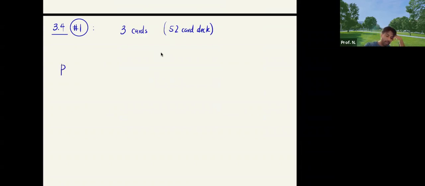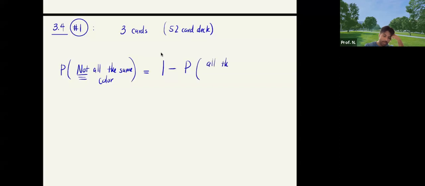So the probability, not all the same color. Ding, ding, ding, complementary, right? If they're not all the same color, what's the complement of not being all the same color? They're all the same. So you have to do 1 minus the probability that they are all the same color. I think that's a little easier to deal with than having different colors. You can do that directly as well, but this is a little bit easier.